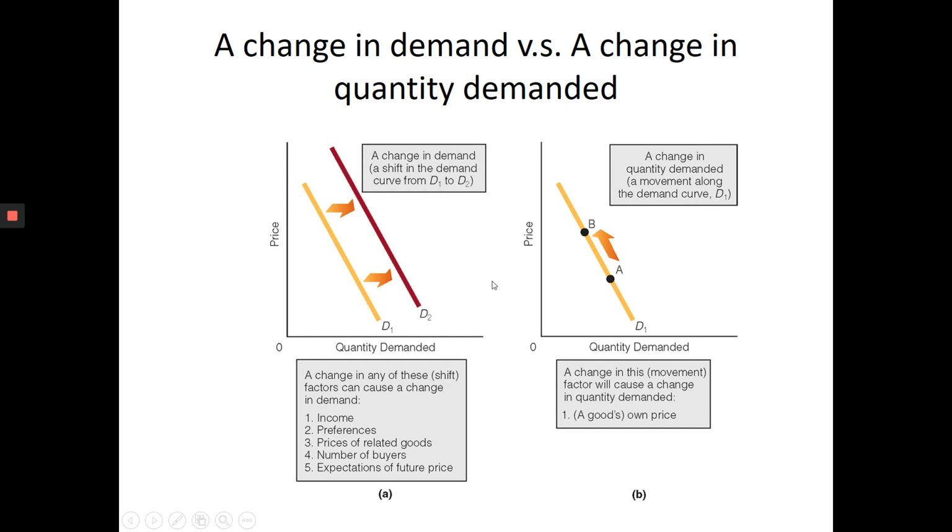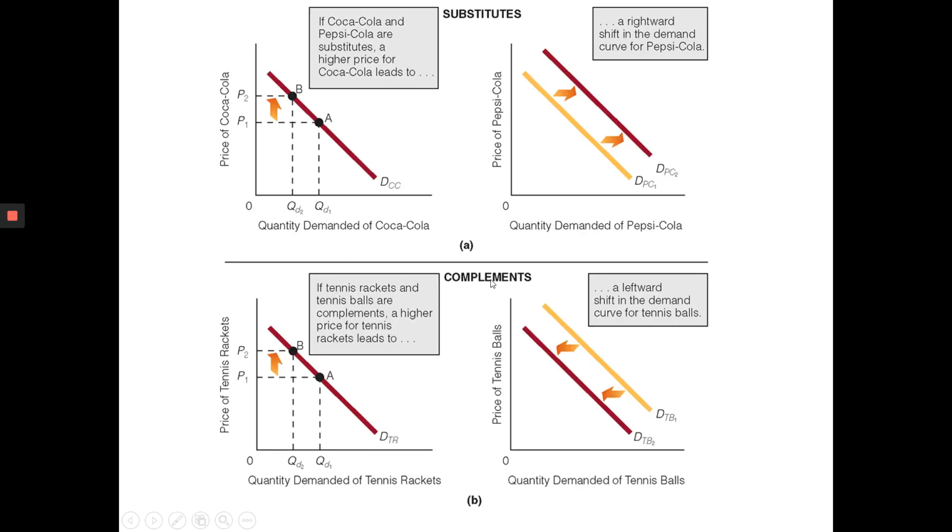On the other hand, consider complementary products between tennis rackets and tennis balls. When the tennis racket price goes up, the corresponding quantity demanded for tennis rackets drops, then you realize you don't need as many tennis balls, so demand for tennis balls will decrease, and the entire demand schedule shifts in.